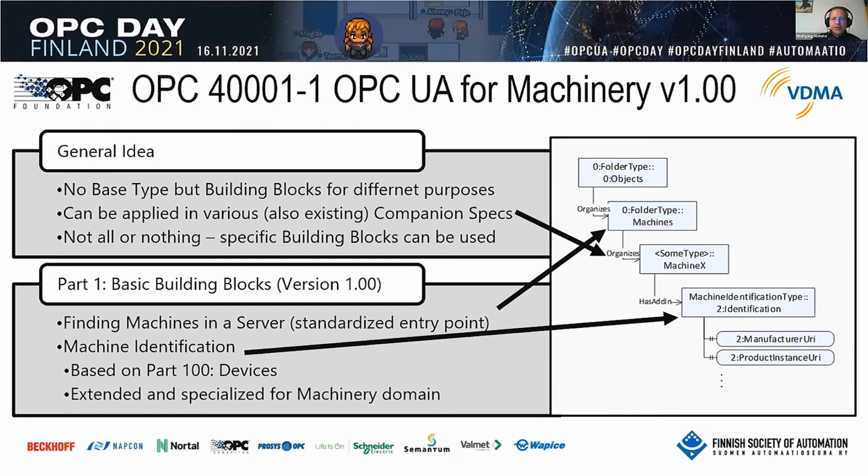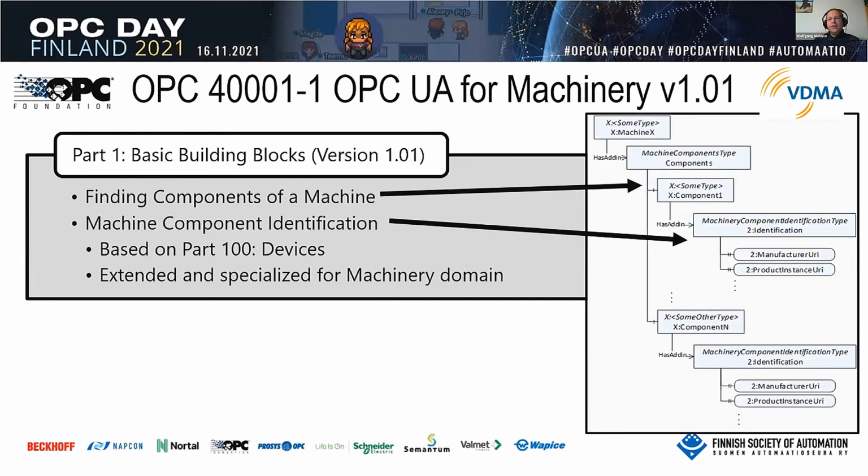This next version, also already released, is the 1.01 version. And this was addressing also components of a machine. And this includes that I want to be able to relate the machine to its components. So if I'm on the machine, I want to get the components of the machine. And of course, I also want the identification of those components, also based on the device's specification and specialized for the machinery domain.